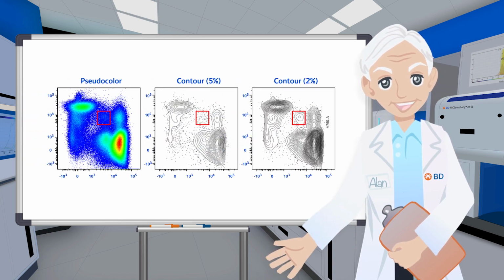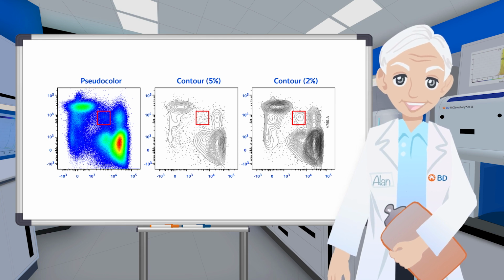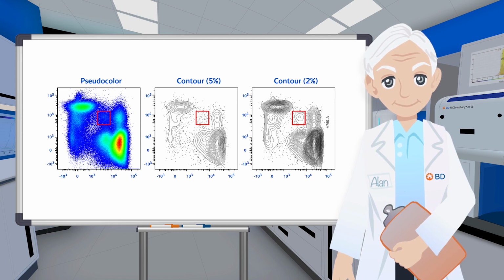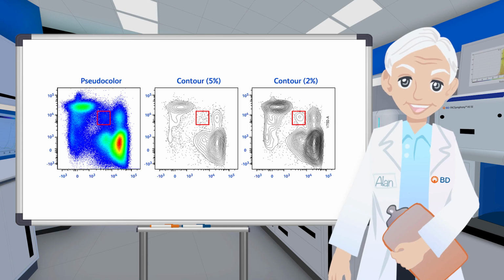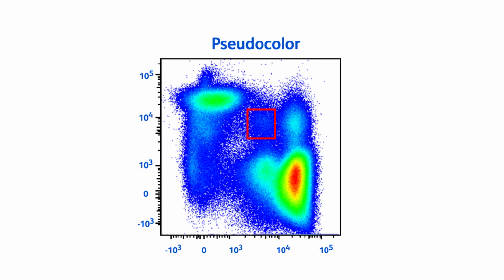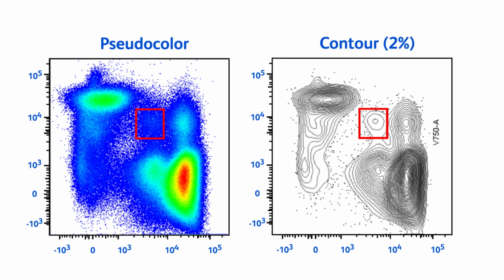There are three different flavors of contour plots. Most commonly used are the standard contour, plain lines with outliers, or pseudocolor. As shown earlier, the standard contour plots are the easiest to interpret and to define gates between populations. Pseudocolor can also show populations, but has similar limitations to dot plots when trying to decide where to draw gates. Using contour plots with lower percent contours, such as the 2% shown on the right, can help define small populations, as seen in the red box.